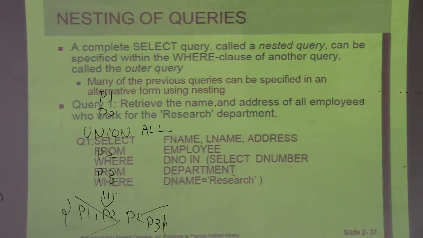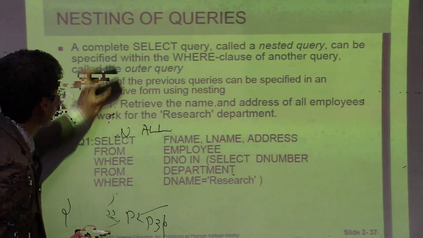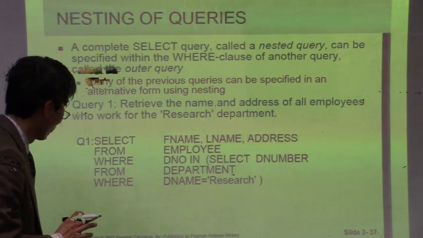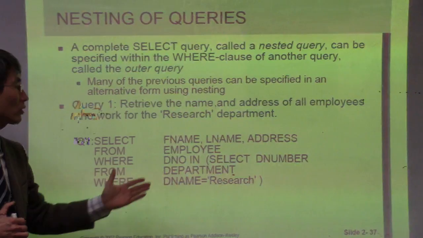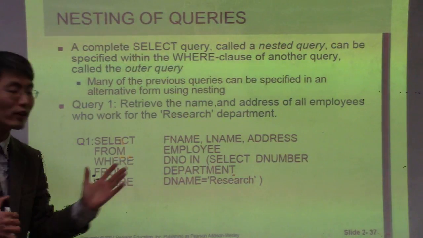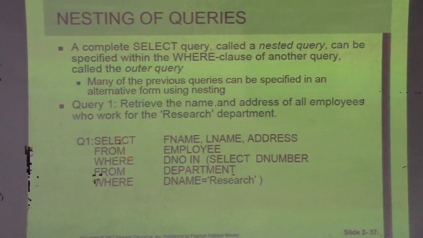Also, when we join two tables, there are different ways. When we travel from Bridgeport to Manhattan, there are many, many different ways. SQL is the same. The same query that we did with the join condition can be written in a different way. This one is called a nested query, which means a query inside a query.